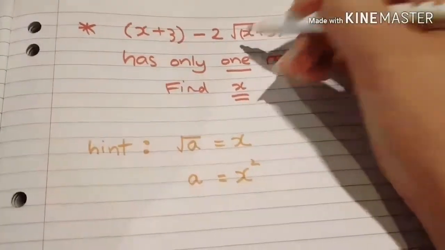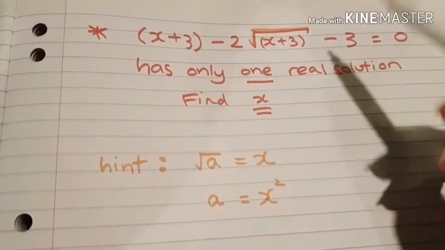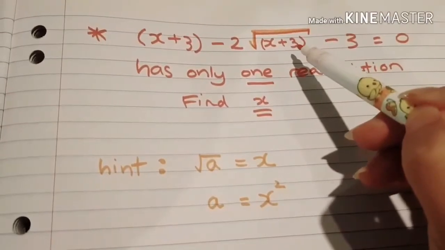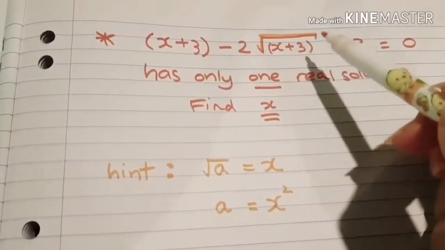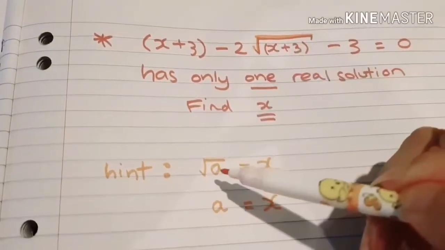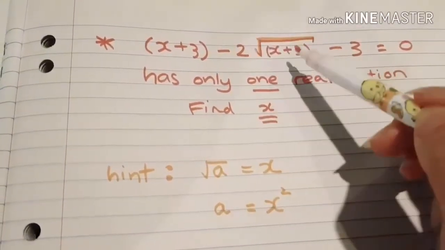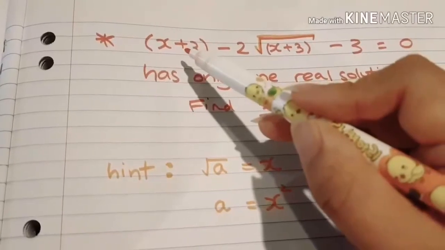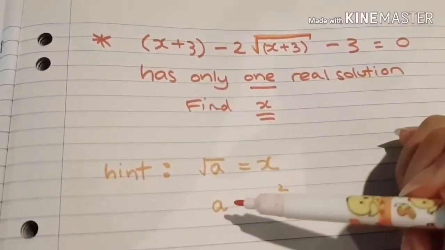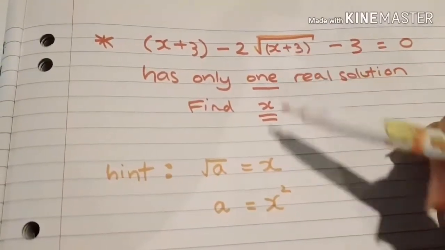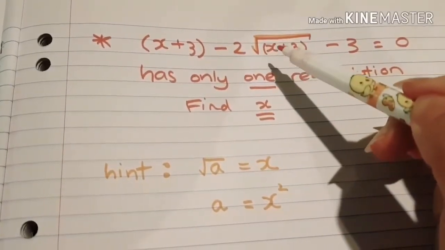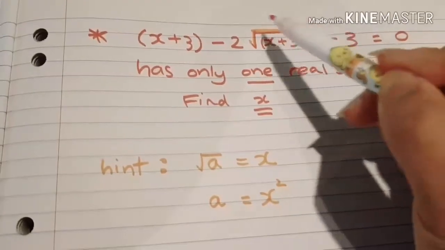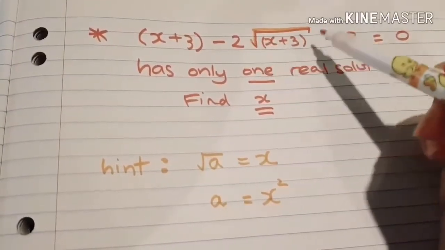Then let's have a look at this one. Oh, I have the square root. x plus 3, those two are the same thing. So I can think of x plus 3 as a. So this is square root a, and this is just a. Just like this. Then, since it's already in terms of x, let's say this one, the whole thing, as p.